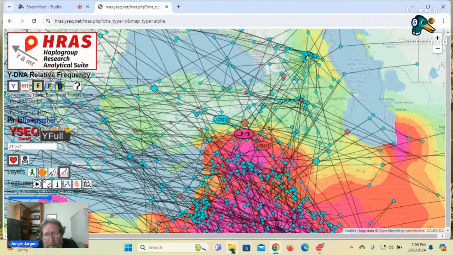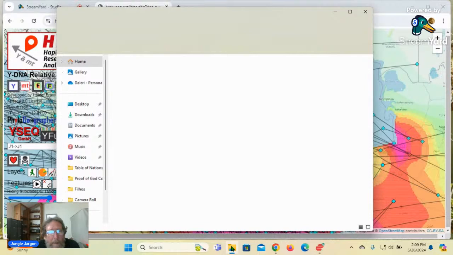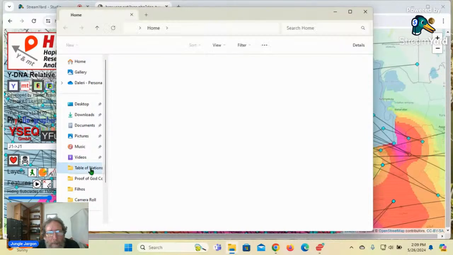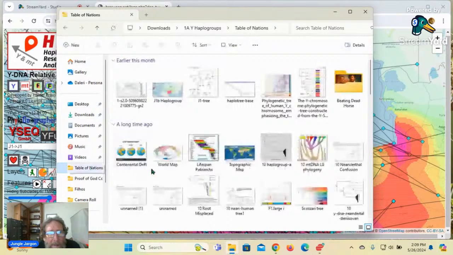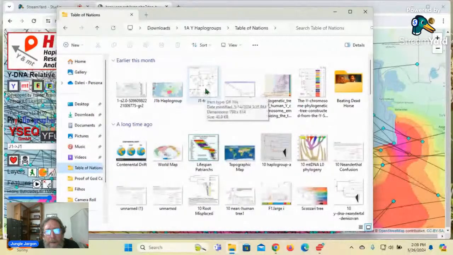Now, if I went to my file explorer here, let me see if I can find which of there's Z2215 and 6313. Or maybe if I just go to the internet, we can find it. Let me just go ahead and go here. If it will cooperate, see what I can find here. J1B haplogroup. Yeah, this one, J1 tree. So let's look at the J1 tree here.